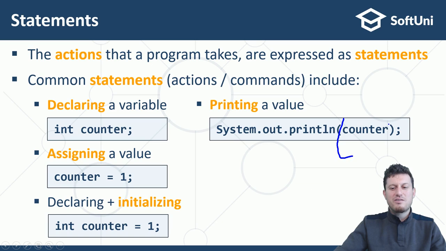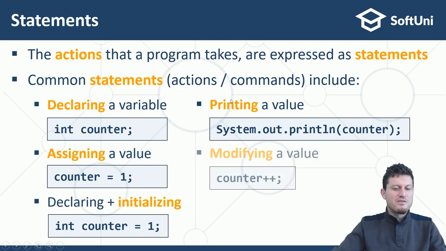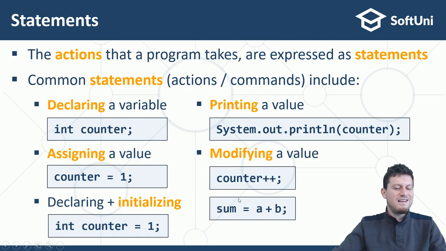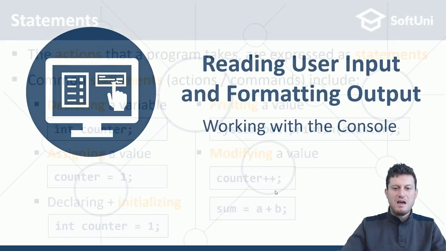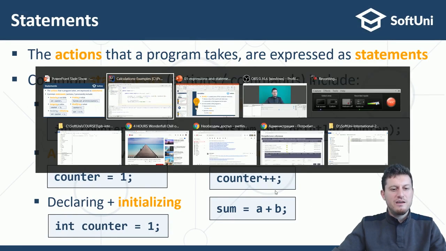Values given in the brackets are called parameters or parameter values. Another statement is to modify the value, counter plus plus, and another statement is to calculate an expression just like this, a plus b, and assign the result of this expression to the variable. So I will show you all of this.